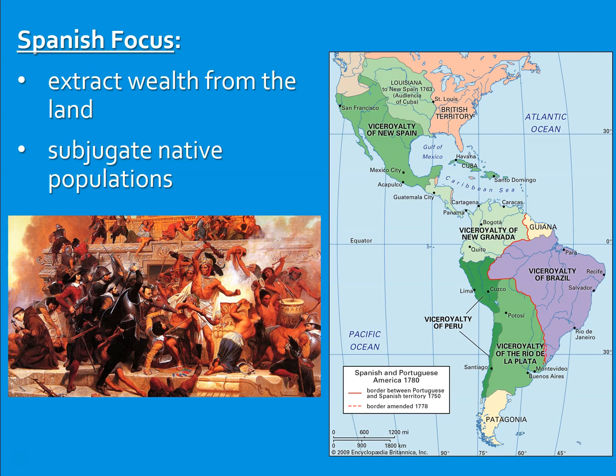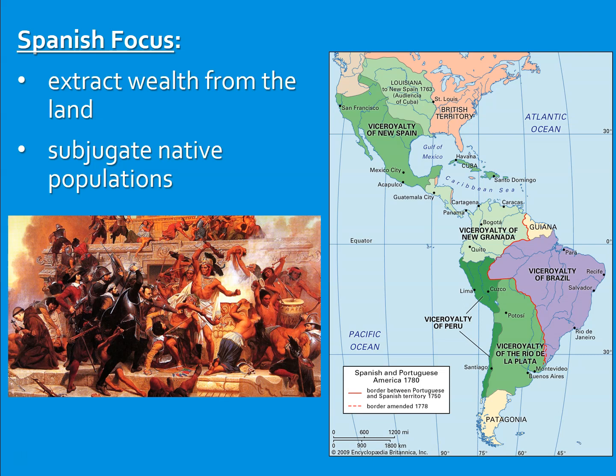The goal for the Spanish was one of gaining wealth. Whether that's gold or silver or cash crop farming, they saw these colonies as sources of wealth, as basically a big piggy bank they can withdraw money from.